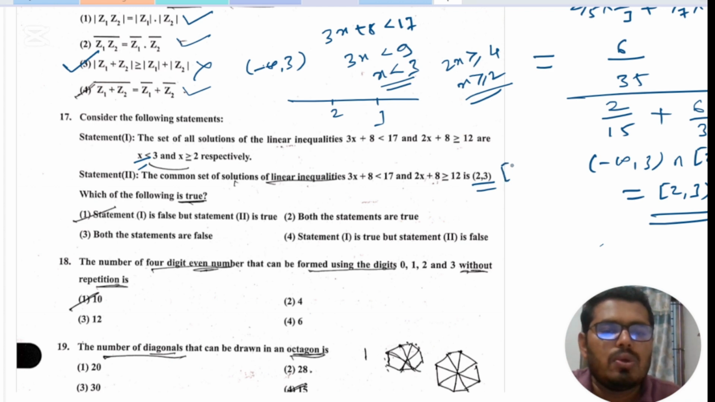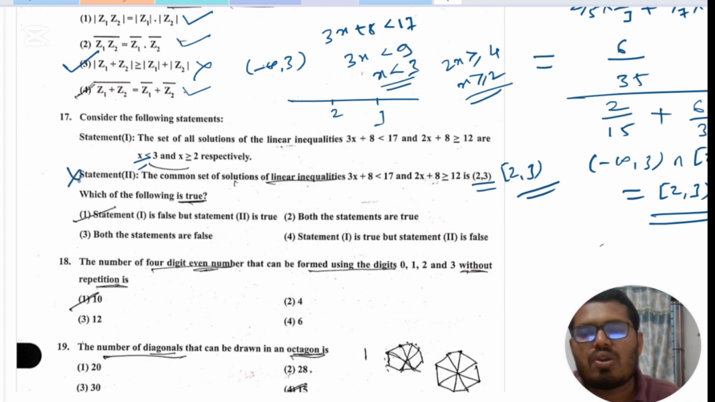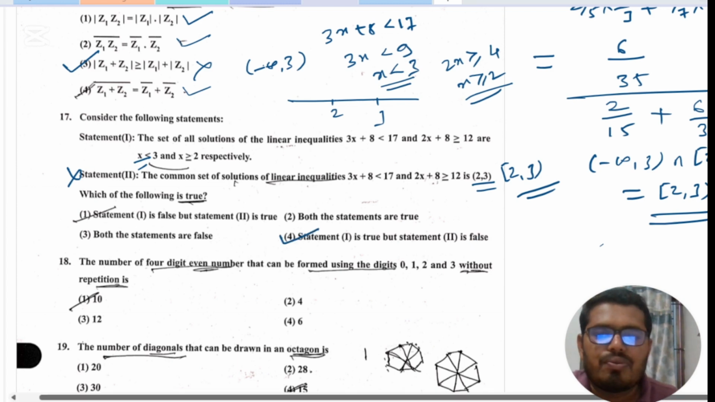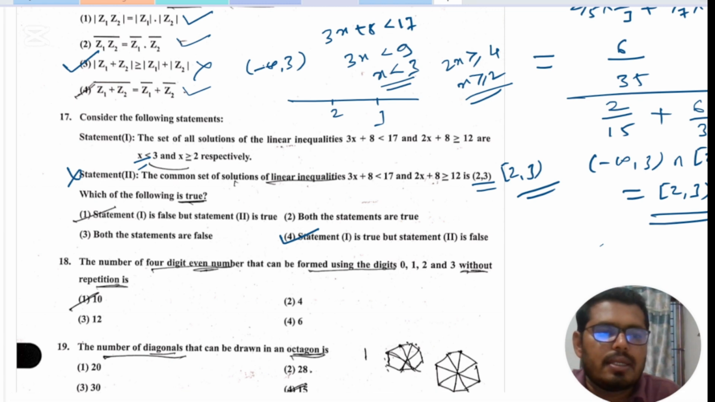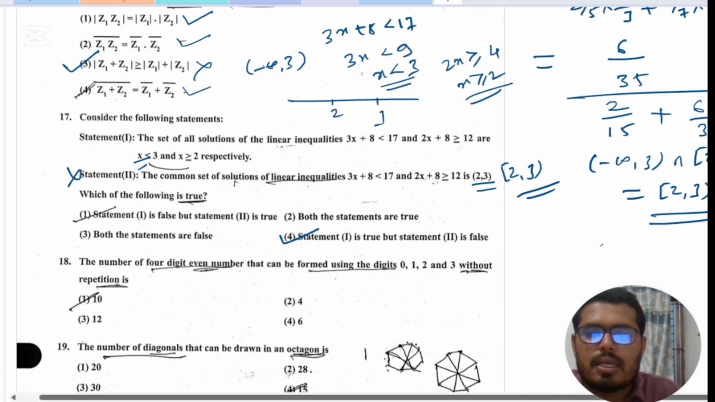It should have been the closed interval 2 comma 3. Therefore statement 2 is a false statement. Therefore statement 1 is true and statement 2 is false. Therefore option number 4 is correct. Okay, next, look at question number 18.